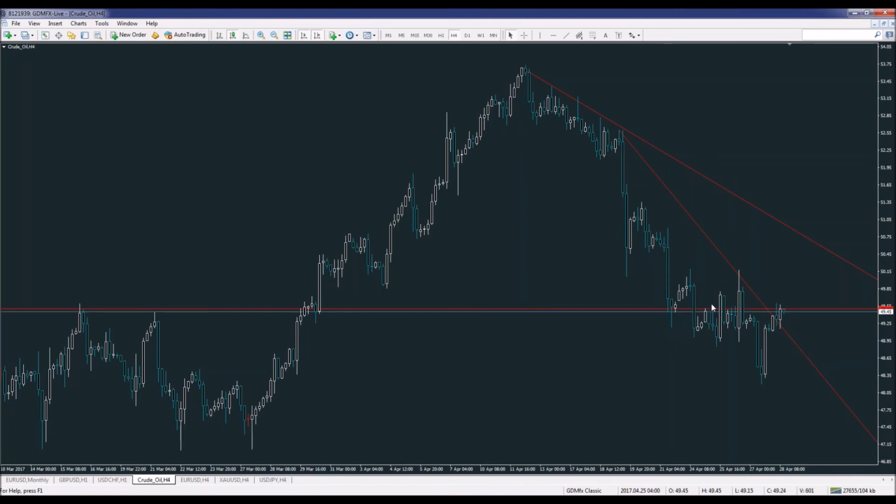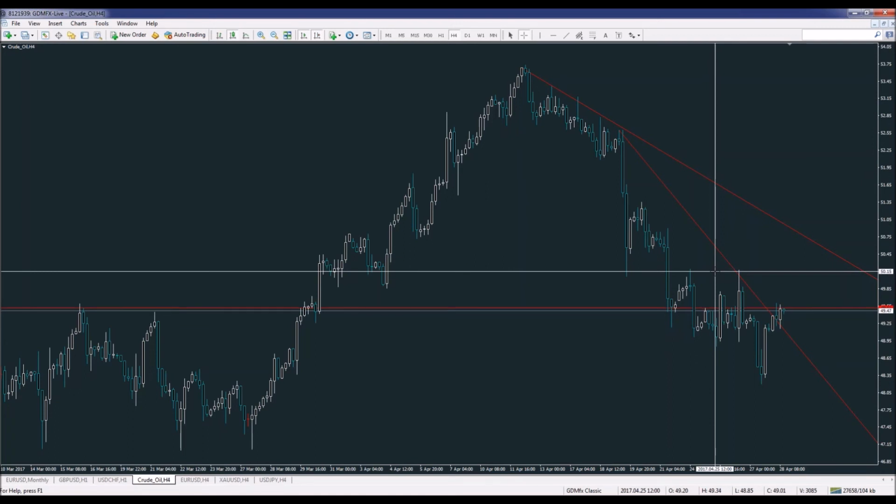Okay. Now, as we talk about the euro, we have the reverse case scenario for oil. We're looking for continuous downside because the key area at $50 a barrel is still intact, and we're looking for further downside.